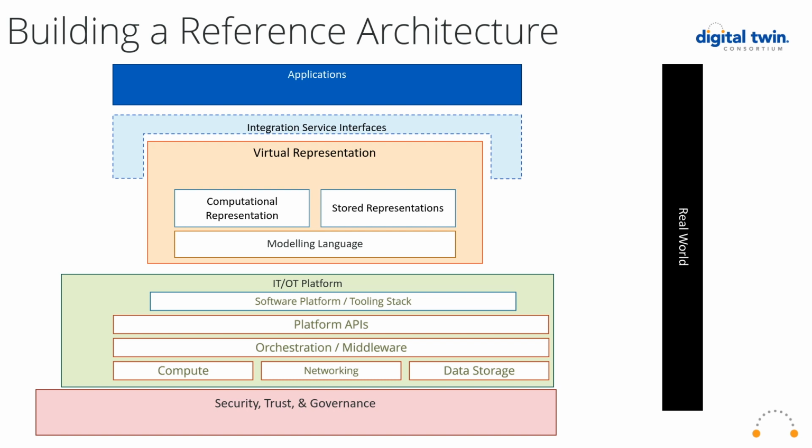Within the virtual representation, now remembering that the virtual representation sits at the core of the digital twin, this is really where all the intelligence is happening. We have the concept of modeling languages, and that correlates directly with the tooling stack that one would be using. We then break out 2 different representation types. And this is quite important. We have the stored representations. These are your static models. And then you have your computational representation, where we're referring more to actually running the simulations, the actual simulations themselves.